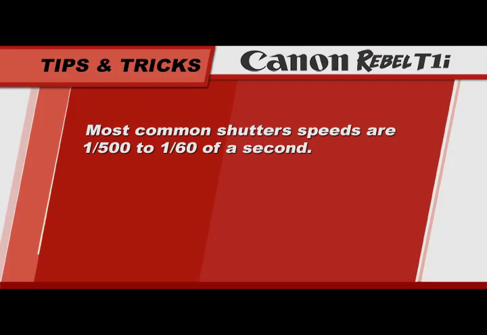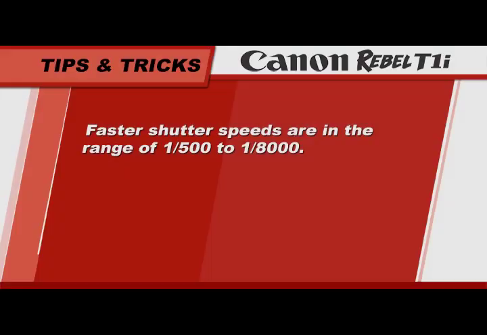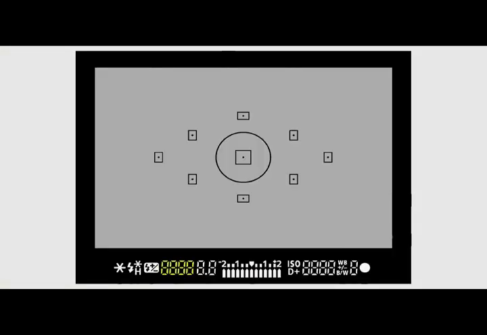The most frequently used shutter speeds lie within the range of about 1/500th to 1/60th of a second. This is a typical range used for everyday picture taking. Camera speeds slower than 1/60th will normally require a tripod to avoid blurring the entire picture. Faster shutter speeds are found in the range of 1/500th to 1/8000th. The LCD monitor displays the shutter speed as a fraction. Within the viewfinder, shutter speed is indicated with just the bottom number of the fraction.